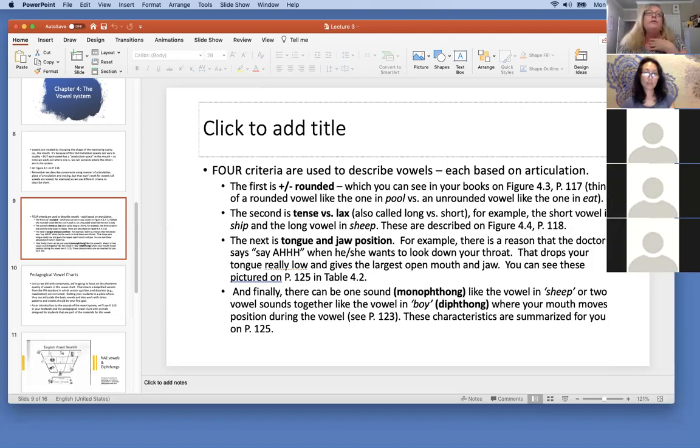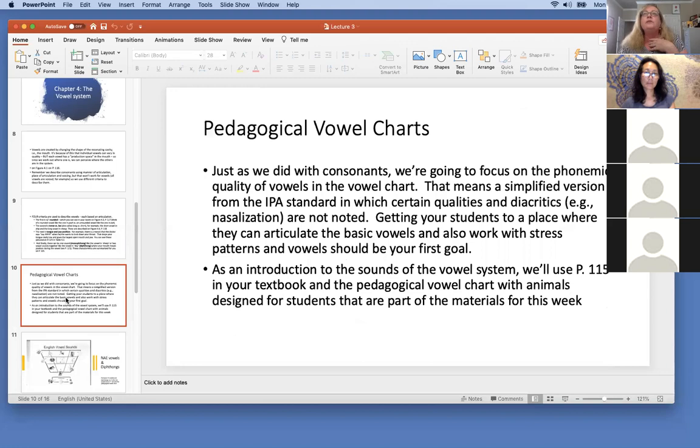Okay. So now what we're going to do is focus on a pedagogical vowel chart. This might be the difference between what you did in 555 and what you're doing here with me. In 555, you were introduced to the IPA. The pedagogical chart is also the IPA, but it's a partial IPA. It's not the whole thing. Just as we did with consonants, we're going to focus on phonemic quality of vowels in the vowel chart. That means a simplified version of the IPA in which certain qualities and diacritics are not included.